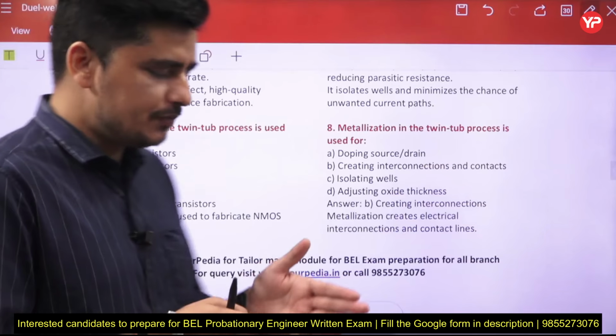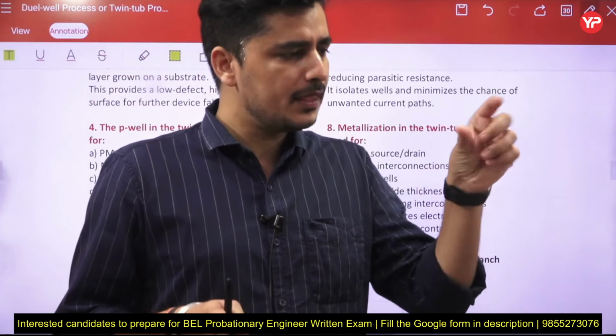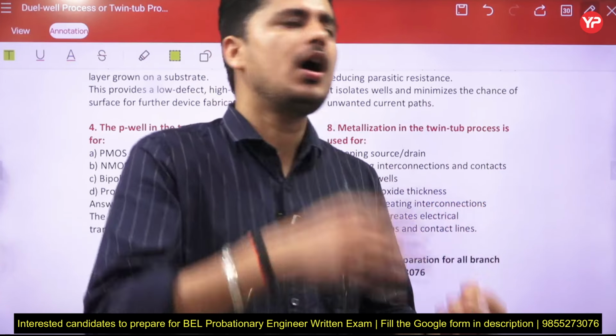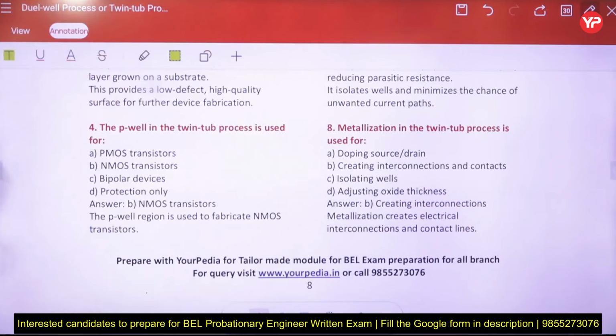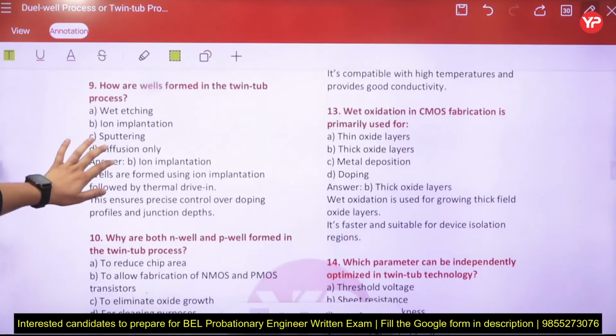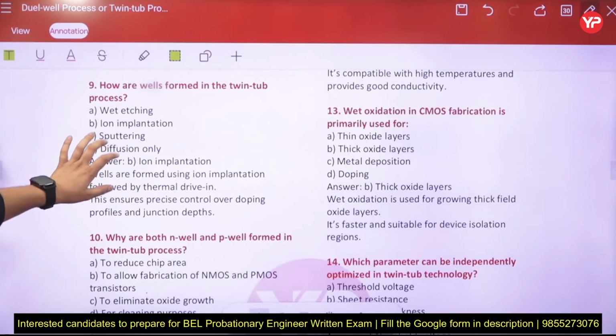You can say it will create a connection between your NMOS or PMOS and the outermost device, right? Connecting lines, you can say. Wet oxidation in CMOS fabrication is primarily used to make a thick oxide layer.